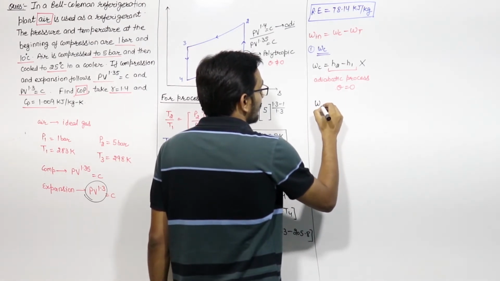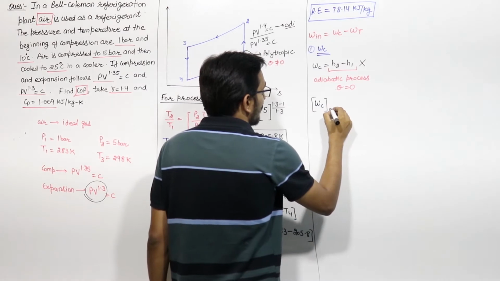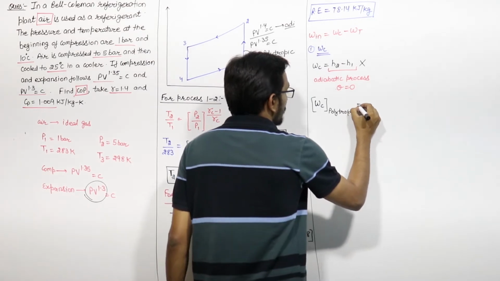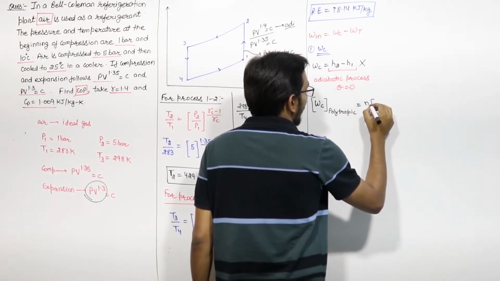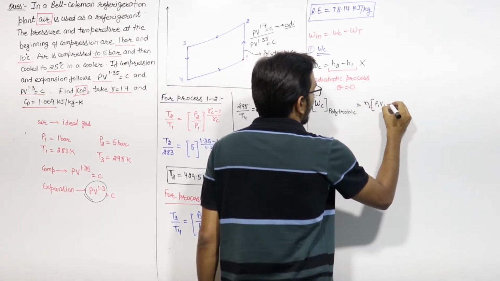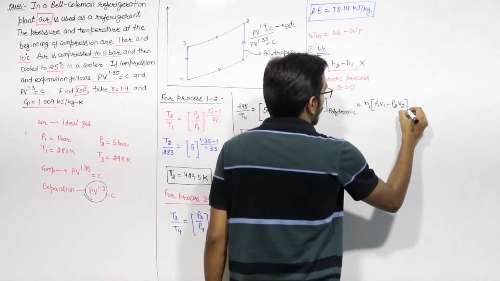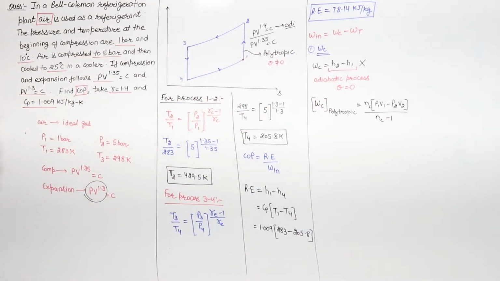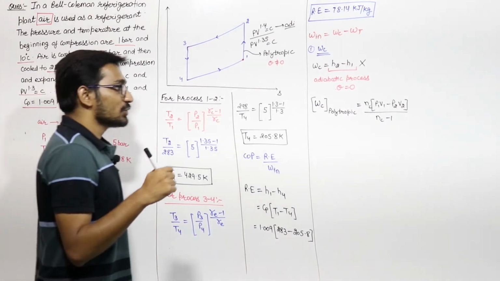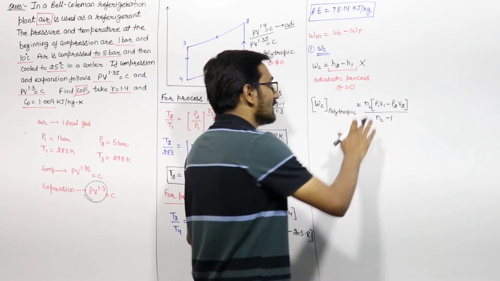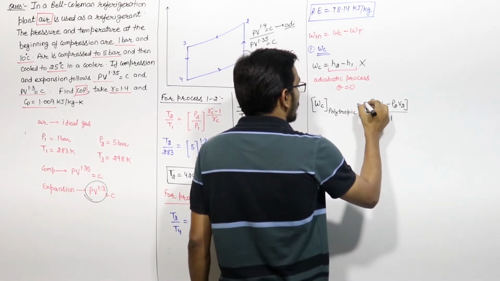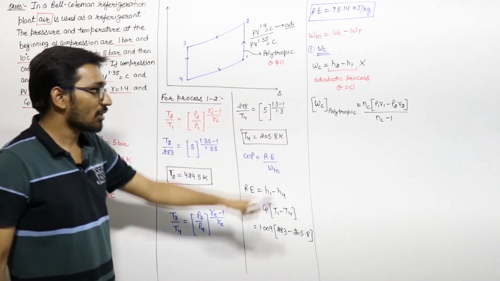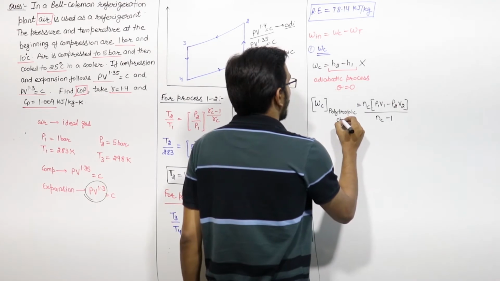So what is the compressor work? It is the work for a polytropic process. Now what is the polytropic process work? This is Nc into (P1 V1 minus P2 V2) divided by the polytropic index of compression minus 1. Now the student will ask why you are using the polytropic work done for an open system. This formula is polytropic work done for an open system.